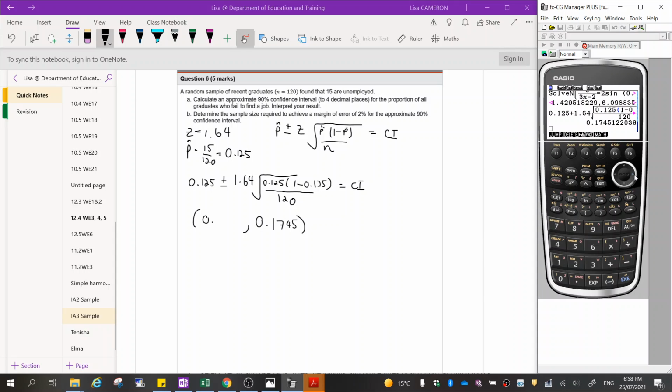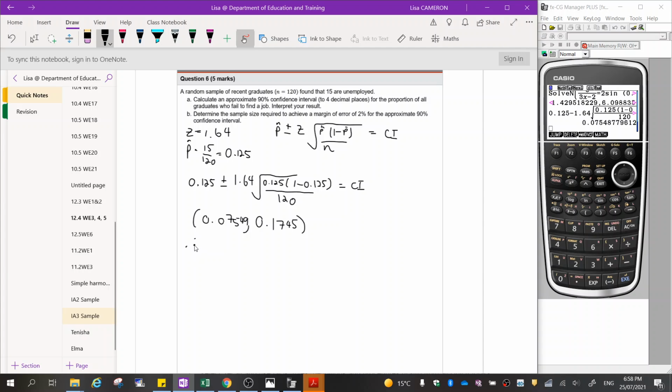Okay, and then I'm going to go back up and change that to a minus. Okay, and that'll give me my first one, 0.07549. Now, it's asked you to interpret the result, so it wants you to state your findings.